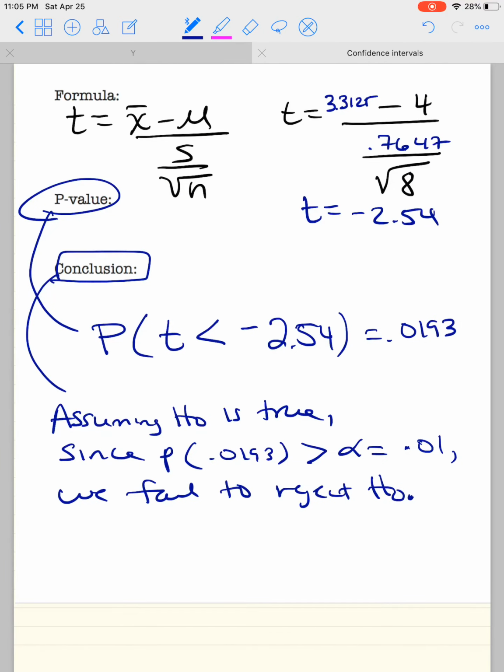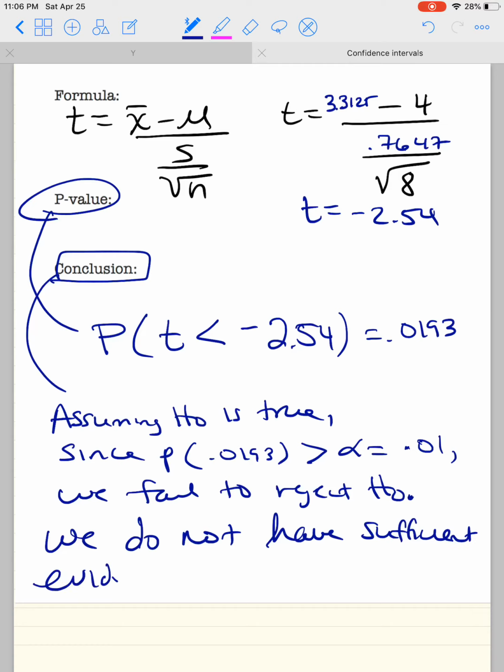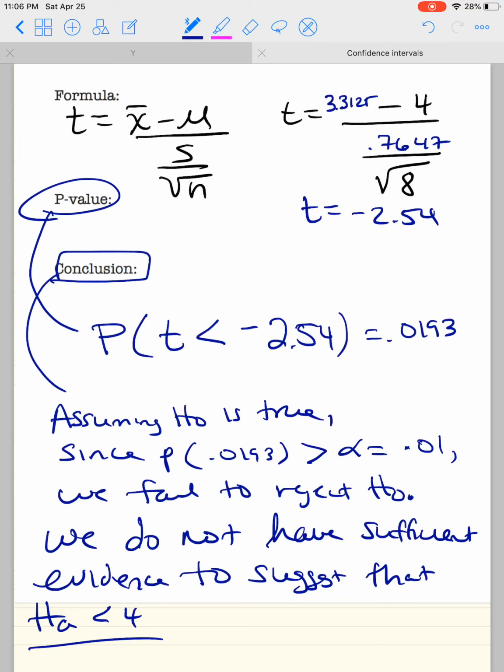Take your time. So you need 2 sentences. The first one is to reject or fail to reject, and the second one is we do not have sufficient evidence to suggest HA, basically, to suggest HA, that they spend less than 4 hours. Okay, so that's how you do that problem. Take your time.